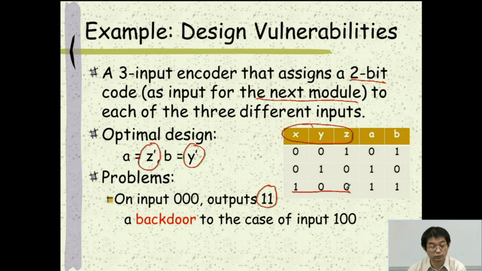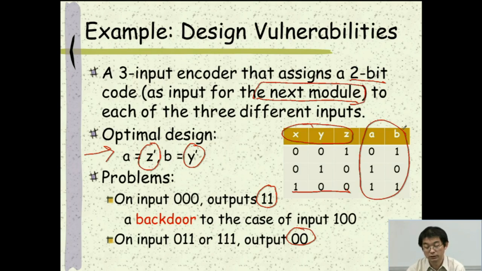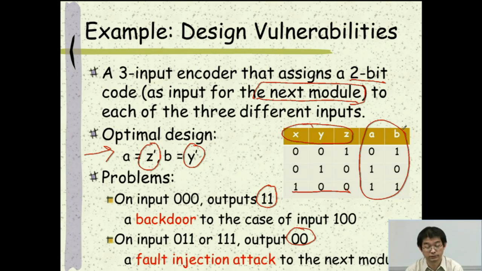And the second problem, which is maybe actually more severe. When we have inputs such as 0, 1, 1 or 1, 1, 1, the output of this optimal design gives us 0, 0 as output, which will be fed into the next module as input. However, if you come back to our system specification here, it does not specify 0, 0 as a potential output. That means the next module may not consider 0, 0 as a valid input. So this may cause some problems for the next module, which potentially can be something called a fault injection attack.